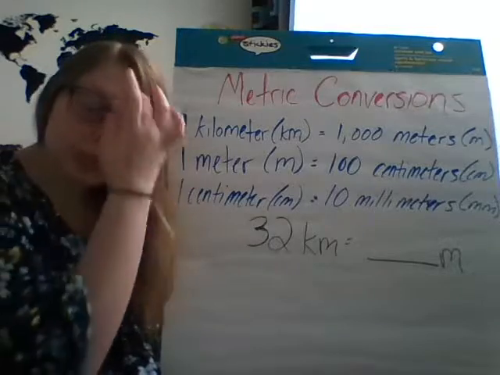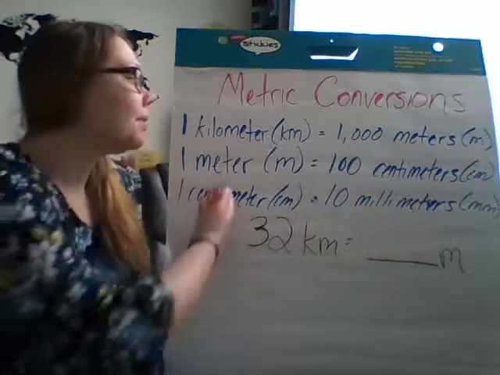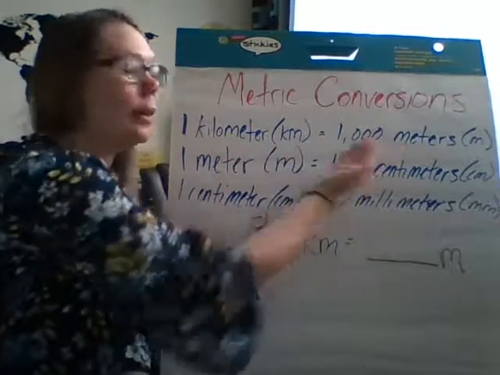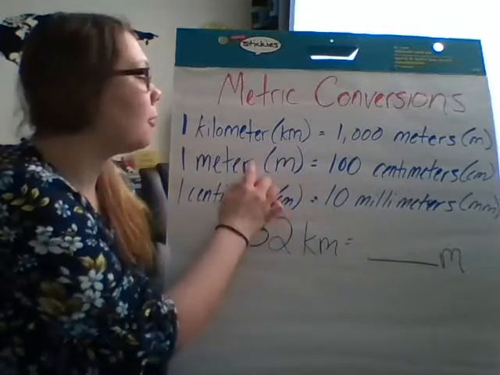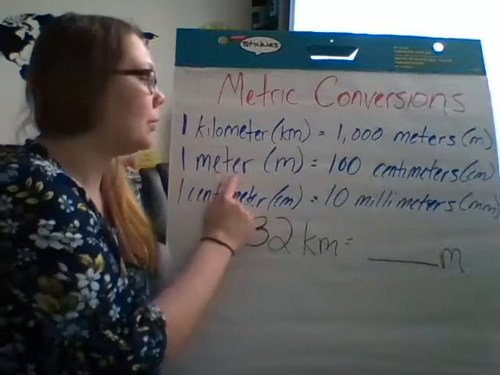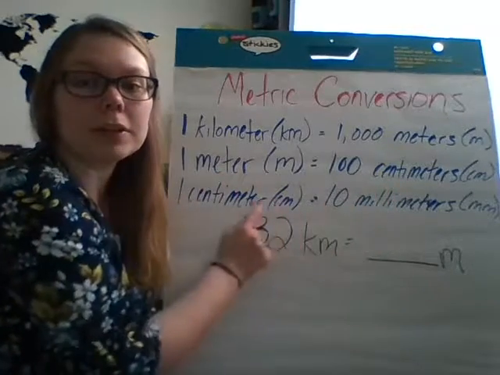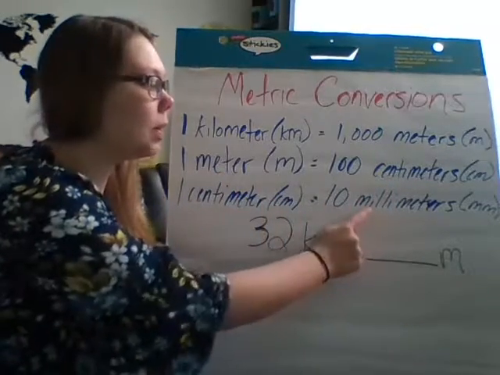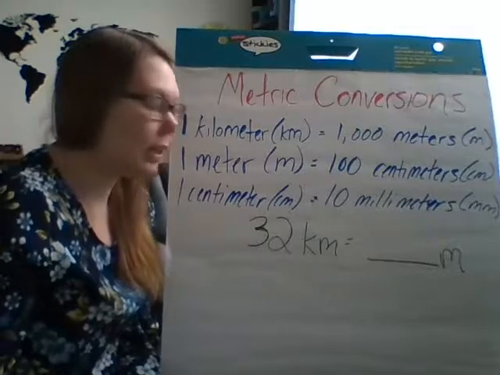So the first thing that you'll need when doing metric conversions is your base conversion equations. For example, 1 kilometer equals 1,000 meters. 1 meter equals 100 centimeters. 1 centimeter equals 100 millimeters.